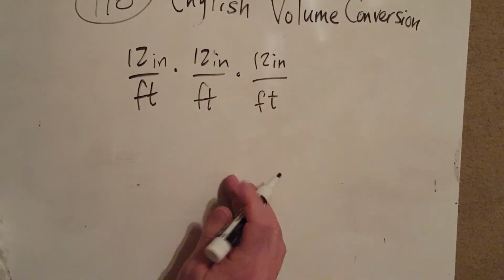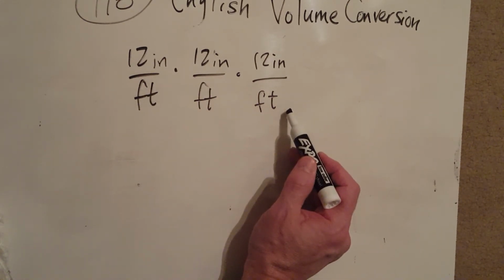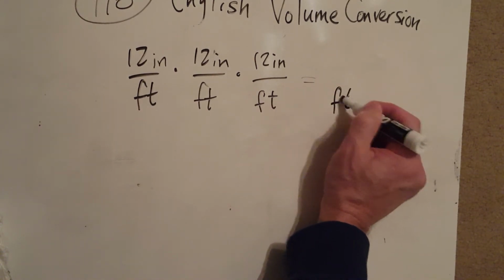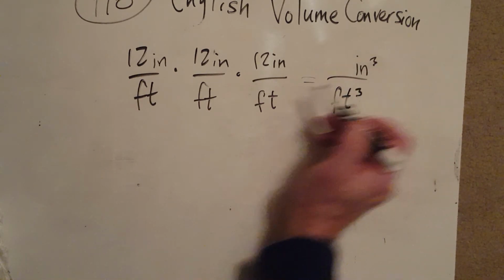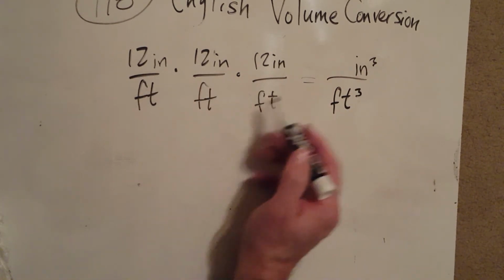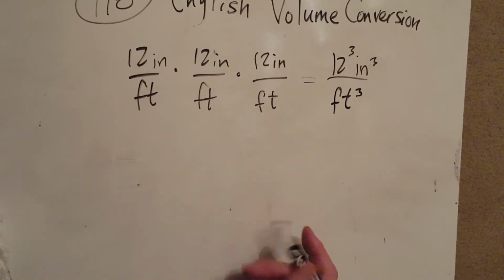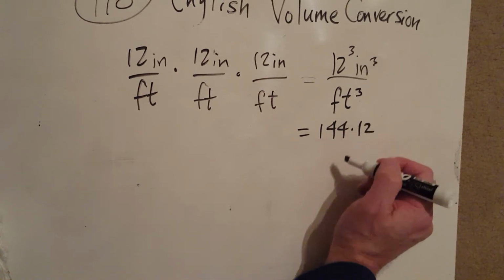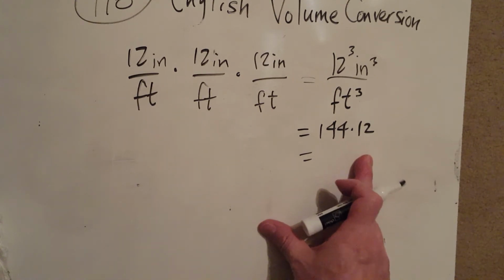And what you end up with is, remember, if we're multiplying our units just like we're multiplying our numbers, then we end up with a cubic foot on the bottom, right? And we end up with cubic inches on top. So it's 12 times 12 times 12. So 12 to the third cubic inches per cubic foot, which is 144 times 12, which is some number. Let's see, that's going to be 1440 plus 288.